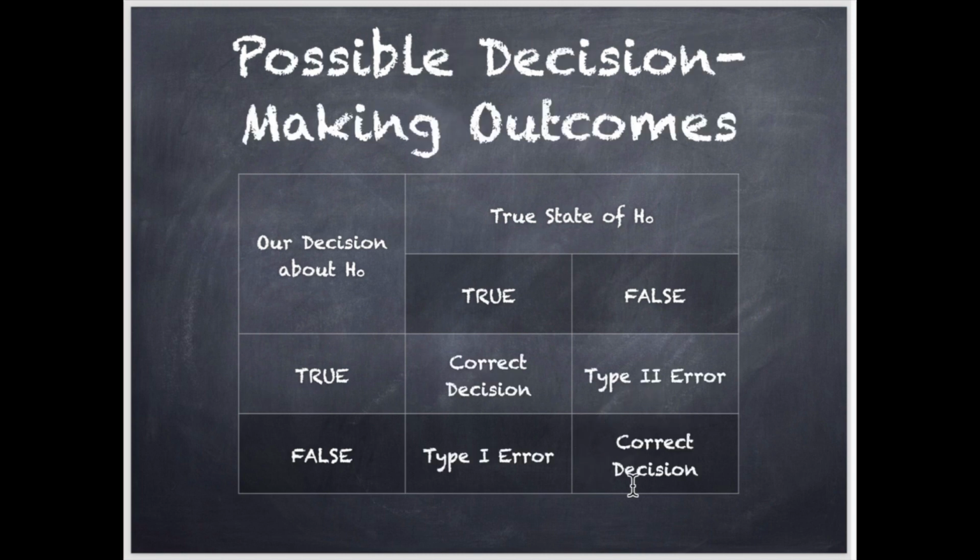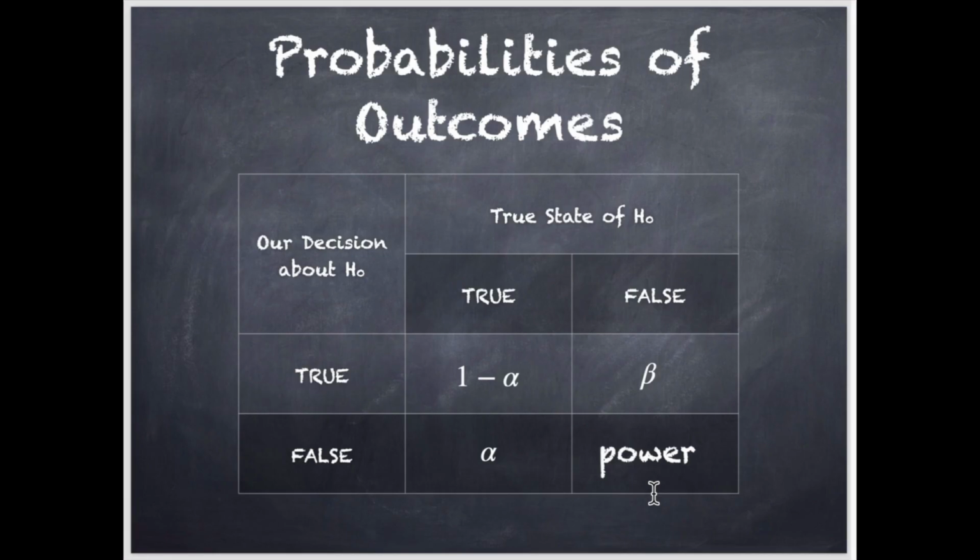Now, in this lower right corner, corresponding to the situation where the true state of the null hypothesis is that the null hypothesis is in fact false, and we conclude that it's false, the probability of that particular type of correct conclusion is called the power. So these three cells here show us where alpha, beta, and power lie.